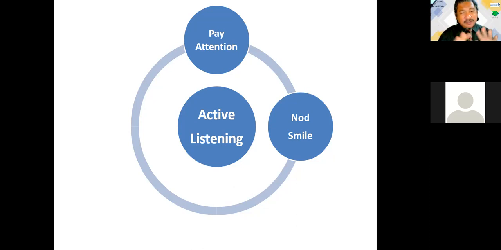However, don't smile all the time. Jangan senyum sentiasa daripada awal hingga akhir. So that is not active listening. Senyum, senyum, senyum aja. No, it's not like that. Jadi bila keadaannya memerlukan untuk kita serius, kita jangan senyum. Bila kita menerima berita yang kurang baik pun jangan senyum. Okay, jangan senyum.